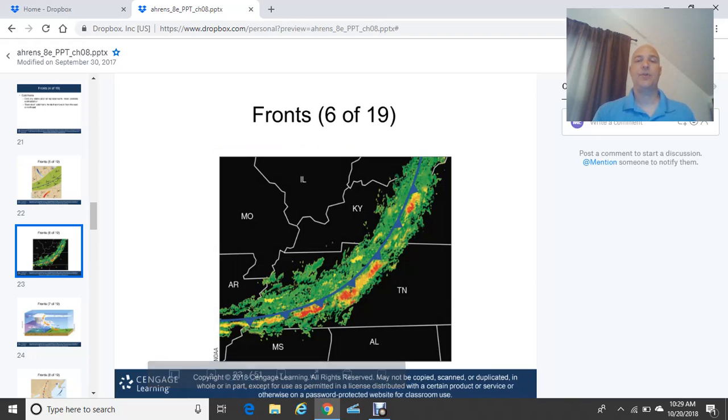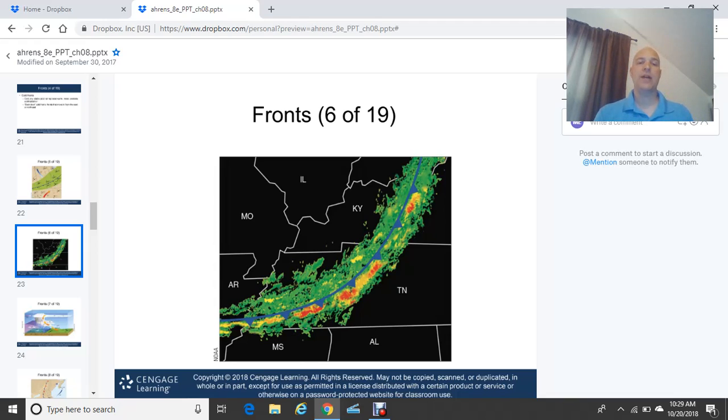Here's an example of what an area of precipitation looks like in association with a surface cold front on a weather map. You can see a lot of green in this image. You also see a lot of yellow, higher reflectivity yellows and oranges out ahead of the cold front, and that is typically associated with scattered thunderstorms.